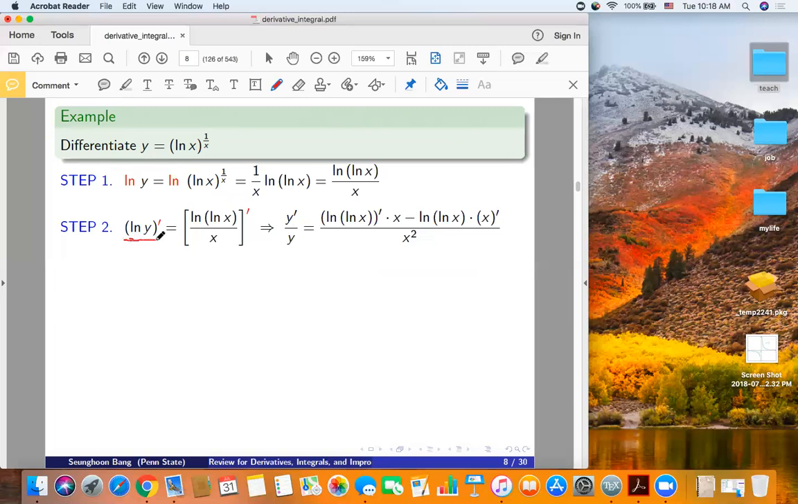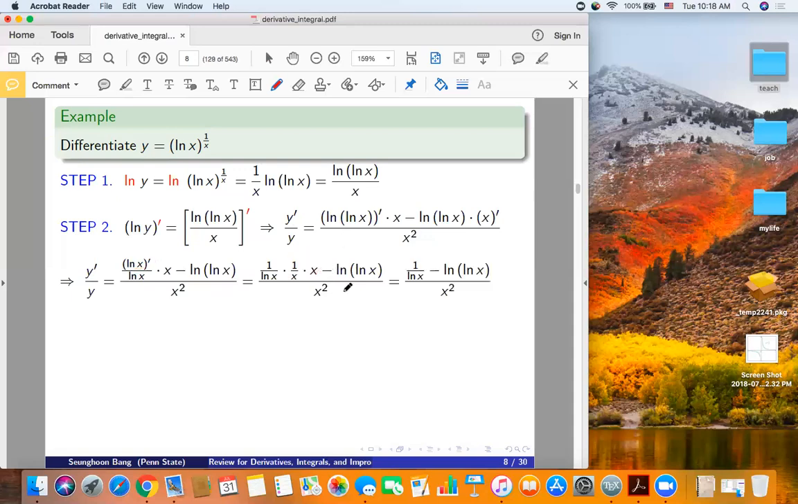And then the derivative of ln y is y prime over y. The next thing: what is the derivative of ln of ln x? It is the derivative of ln x over ln x. The derivative of x is 1, so ln x times 1 is ln x. Sorry, the derivative of ln x is 1 over x. So we have it. Next, cross out x, and we have the simpler form.